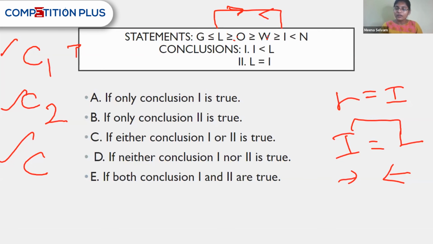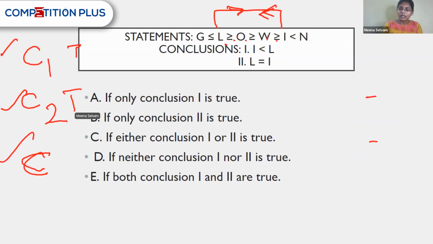Now, in case of an equal to symbol, what did I say? Flow is possible on both the sides. Check from I to L now. Yes, there also it is possible, because in all these three symbols we have the equal to, greater than or equal to. Next, combined conclusion check. So conclusion 2 is also true.